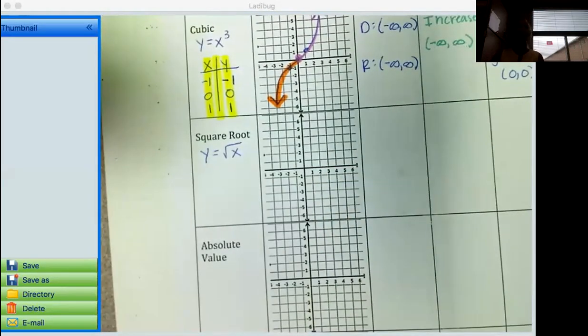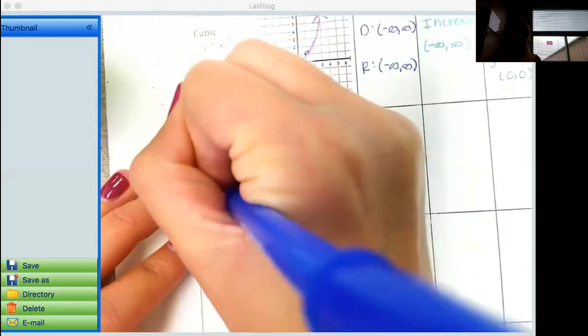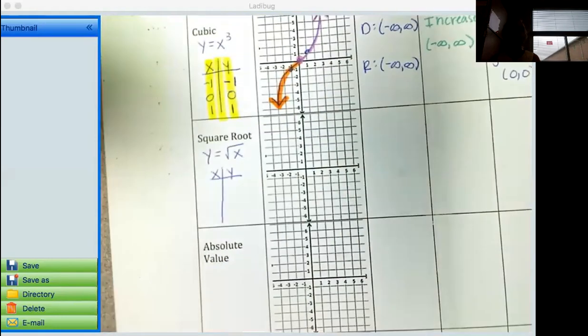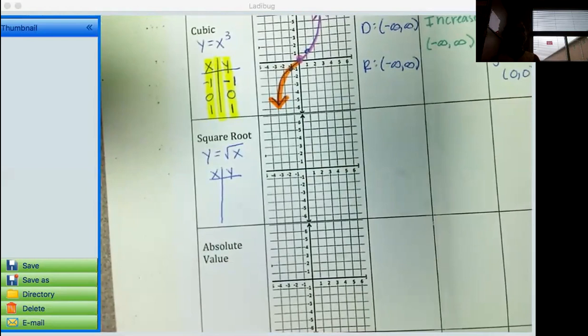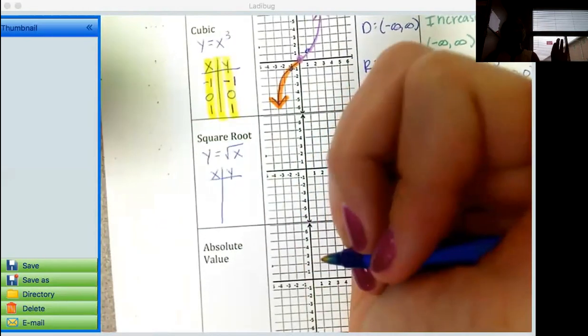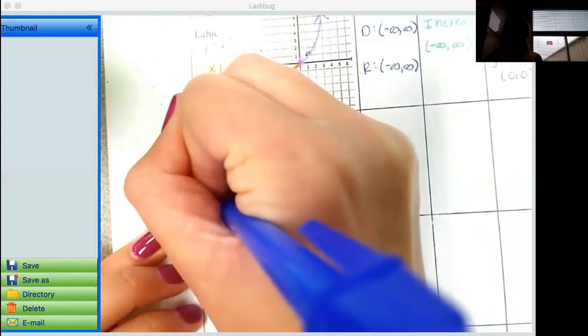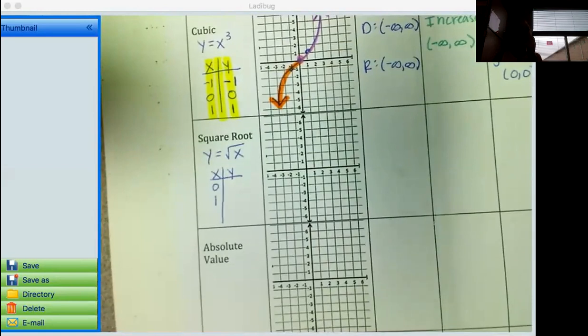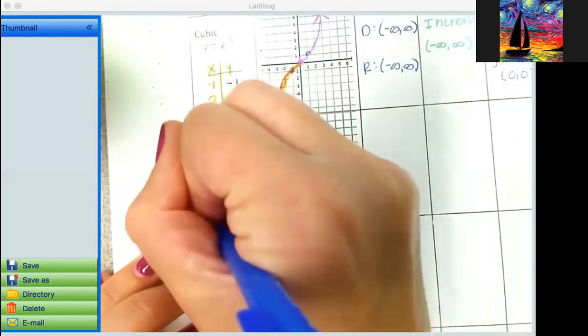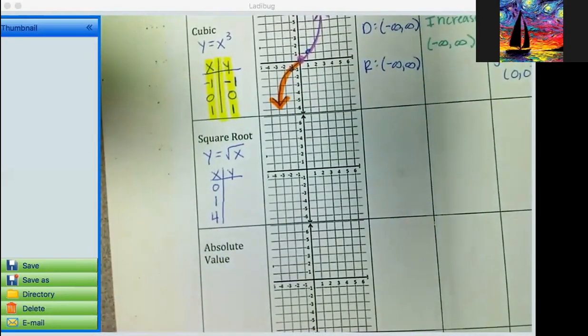Square root function should look like the square root of x. What numbers can we use in our table? Don't you dare tell me -1, or I'm gonna throw something at you. 1. Okay, I can use 1. I can also still use 0. So we can't use -1 because we can't take the square root of a negative, but we can use the 0. We can use the 1. What's the next whole number that's a perfect square? Good. This is your table for a square root function.